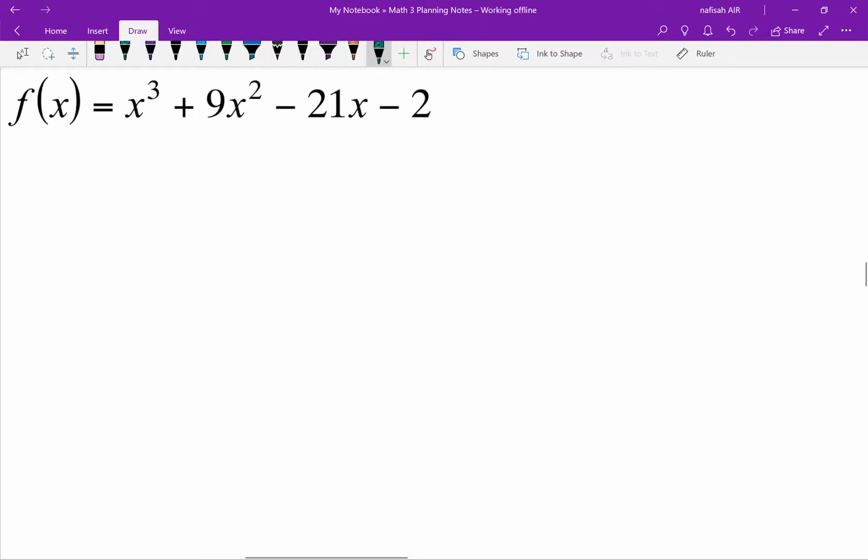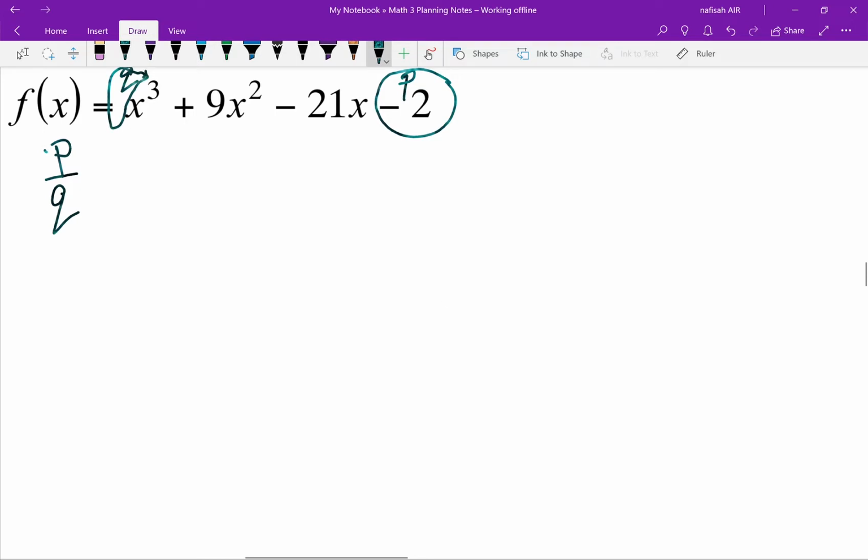If I'm trying to find all of the possible rational roots of this polynomial, and then I wanted to actually verify which ones were roots, what I would do is I would think about P over Q. P is always the constant. Q is always the leading coefficient.